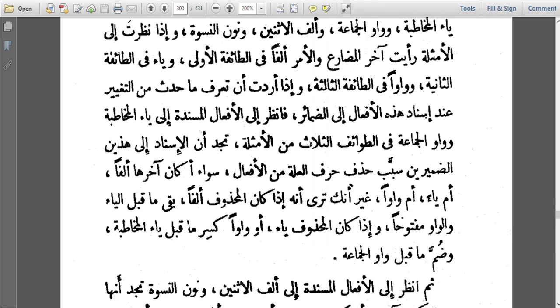Okay, and then he says غير أنك ترى أنه إذا كان المحذوف ألفا, except that you see that if the harf al-illa that has been omitted is alif, بقي ما قبل الياء والواو مفتوحا. The harakah that comes before the ya al-mukhataba and the waw al-jama'a is fatha. وإذا كان المحذوف ياء أو واوا كسر ما قبل ياء المخاطبة. The harakah that comes before the ya al-mukhataba is kasra وضم ما قبل واو الجماعة.